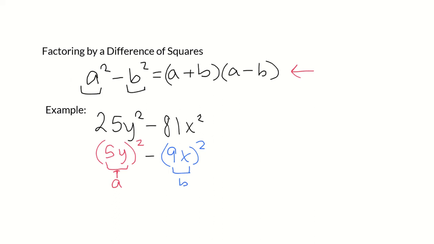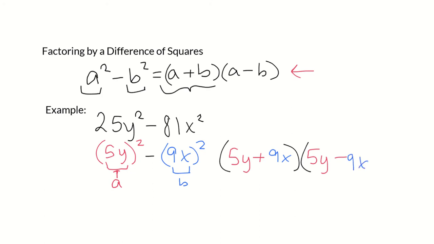So now we can make use of this a plus b, a minus b pattern, and we would write 5y plus 9x in the first parentheses, which is a plus b, and then we would write 5y minus 9x in the second parentheses, which is a minus b. So this is how we factor using a difference of squares.